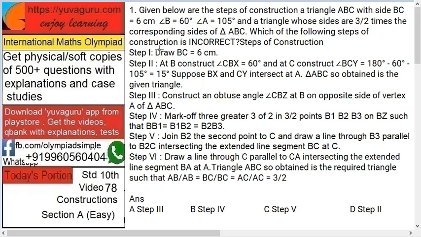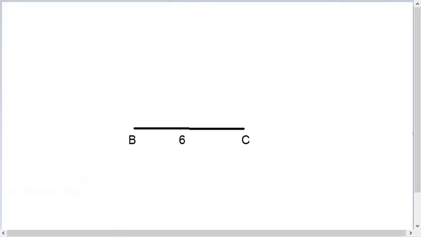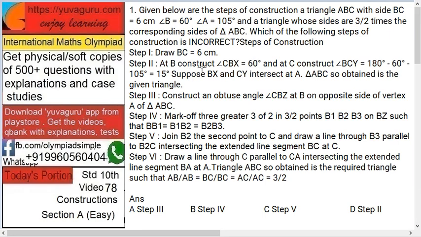See here, as we read the question, we'll start drawing. Okay. Step 1. Draw BC equals to 6 centimeters. Say this. Drawn BC 6 centimeters. Then at B construct CBX 60 and at C BCY 180 minus 60 minus 105. Why this minus 60 minus 105?